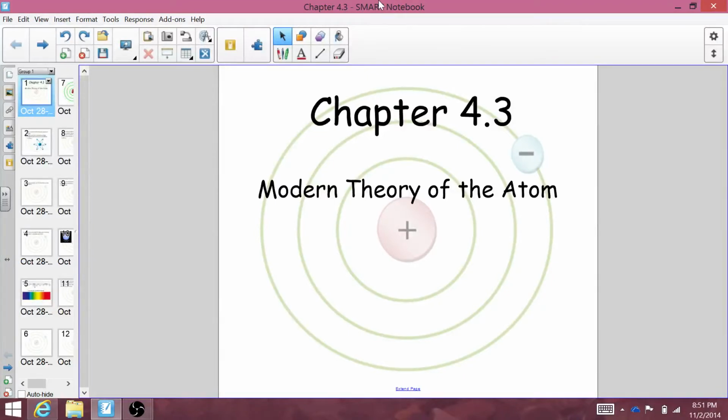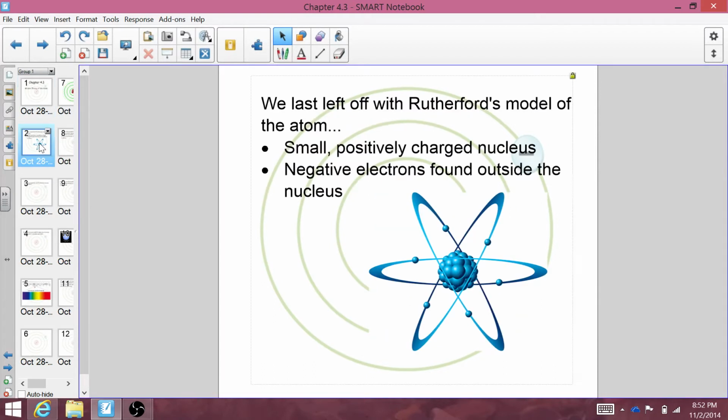Everybody! So today we're going to talk about chapter 4.3, which is the modern theory of the atom. And it's a bit more confusing than the models we've talked about up until now, but it is a pretty cool thing. So we last left off with Rutherford's model of the atom. And Rutherford did the gold foil experiment, and he discovered that there is a small positively charged nucleus in the center of the atom, and then the negative electrons are found outside the nucleus moving all around.